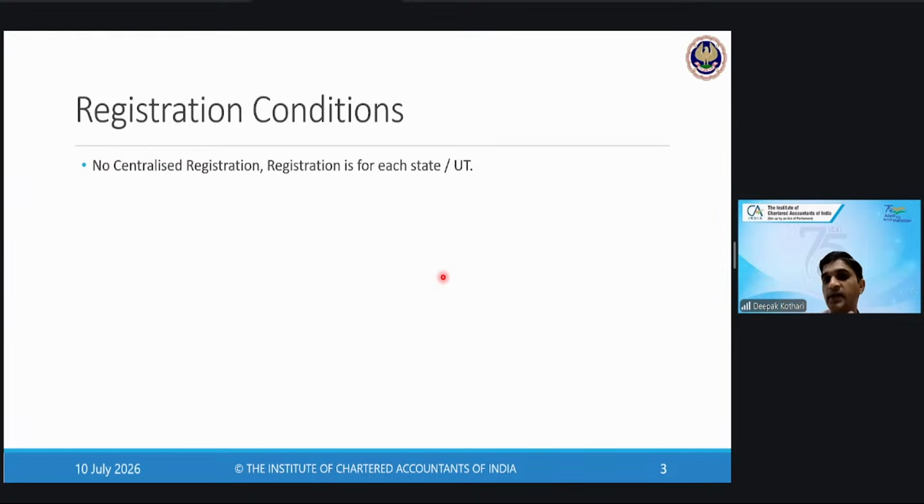If you have multiple state branches, then you have to take separate registrations in each of those states. Okay. So registration is for each state. So you cannot take centralized registration. That is the first aspect to consider while taking any registration.